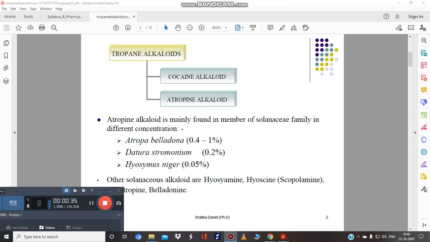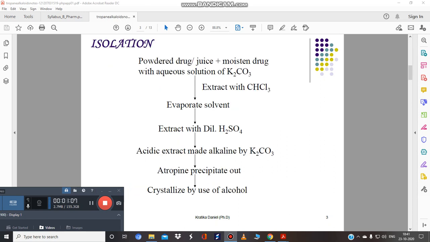Atropine alkaloid is mainly found in members of the Solanaceae family like Datura, Hyoscyamus and Belladonna. So we have Datura, Atropa and Hyoscyamus. These 3 plants contain the atropine alkaloid. The botanical names are Atropa belladonna, Datura stramonium, Hyoscyamus niger. I think the spelling is wrong, so you can write the correct spelling from the book. Hyoscyamus niger.